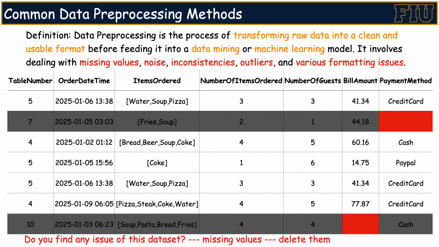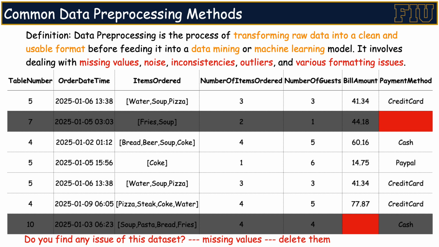Before diving into specific techniques, let's first attempt to fix the issues in this dataset. Starting with the missing values, the simplest and most straightforward solution is to delete the two data points with missing values. On this page, I've used gray to indicate the data points that need to be removed.